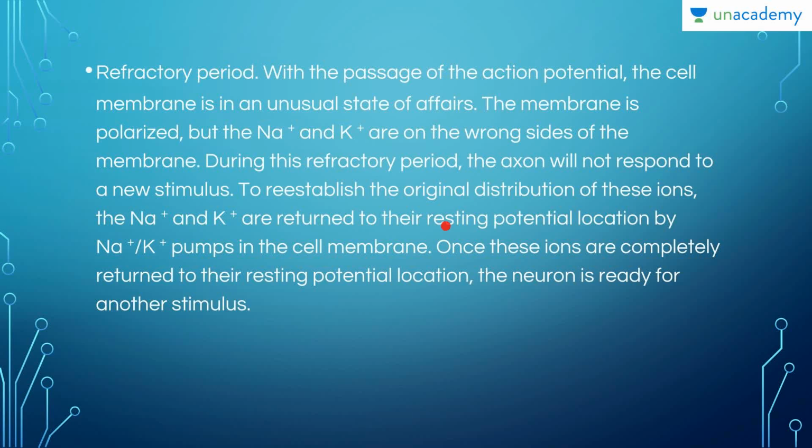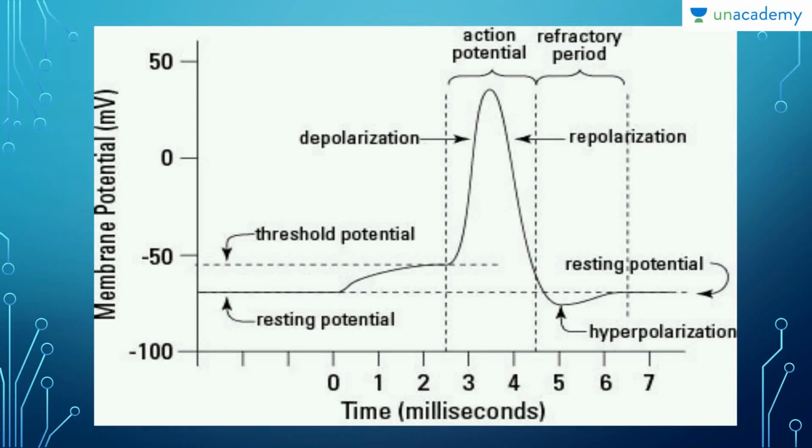To re-establish the original distribution of these ions, the Na plus and K plus are returned to their original positions, to the resting potential location, by Na plus and K plus pumps in the cell membrane. Once these ions are completely returned to the resting potential location, the neuron is ready for another stimulus. So this was all about how a nerve impulse is passed on. Very easy to understand, I must say.